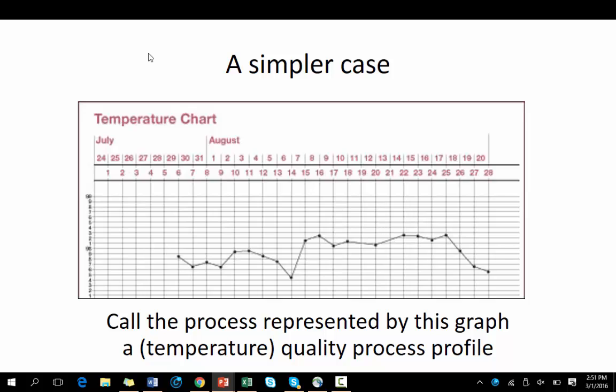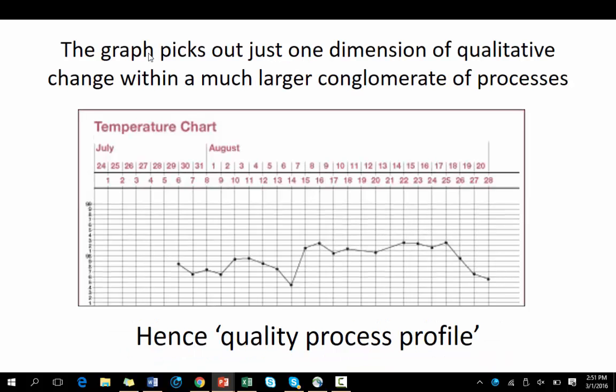So this would be a temperature quality process profile. What this means is that it picks out just one way in which Ringo changes, namely the way in which his temperature quality changes. And we could have picked out the way his height quality changes. That's another process profile in Ringo's life. Or the way in which his hunger quality changes.